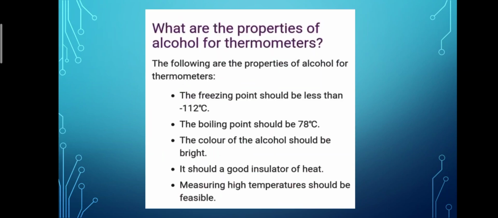What are the properties of alcohol for thermometers? The following are the properties of alcohol for thermometers. The freezing point should be less than minus 112 degrees centigrade. The boiling point should be 78 degrees centigrade. The color of the alcohol should be bright. It should be a good insulator of heat. Measuring high temperatures should be feasible.